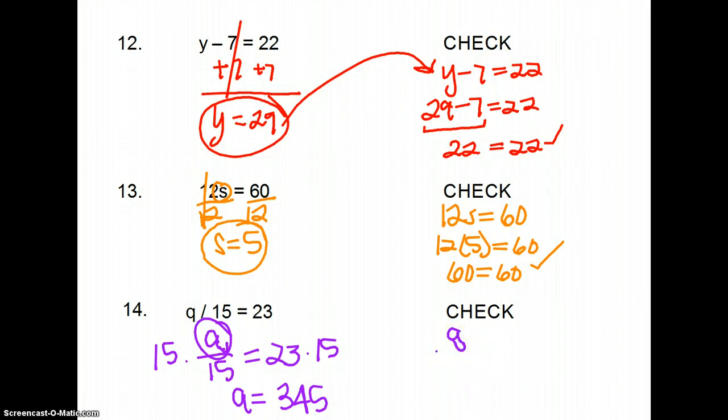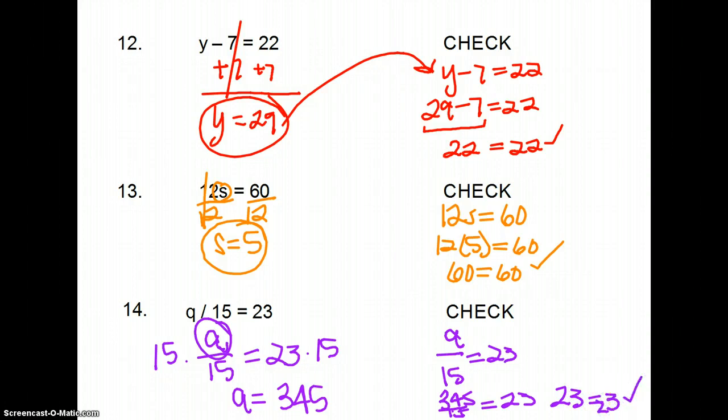Okay, to check my work, I write my original problem. Q, can't make a Q. Q divided by 15 equals 23. 345 divided by 15 equals 23. Then I check to see if 345 divided by 15 really is 23. And it is. So I am right.